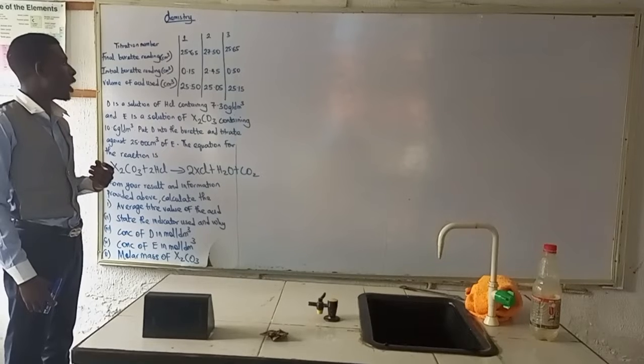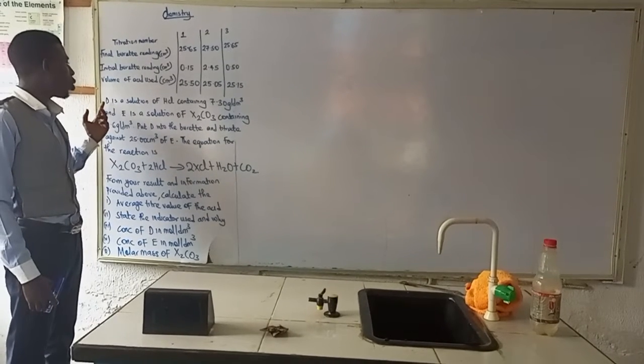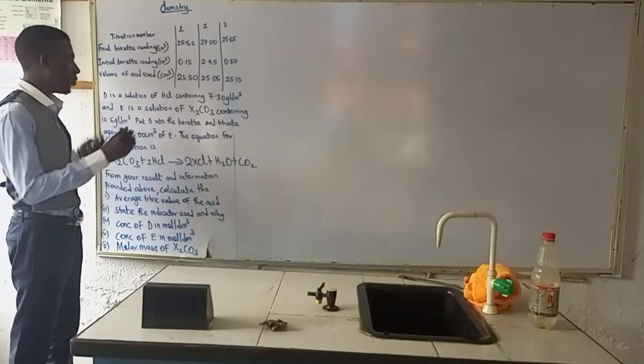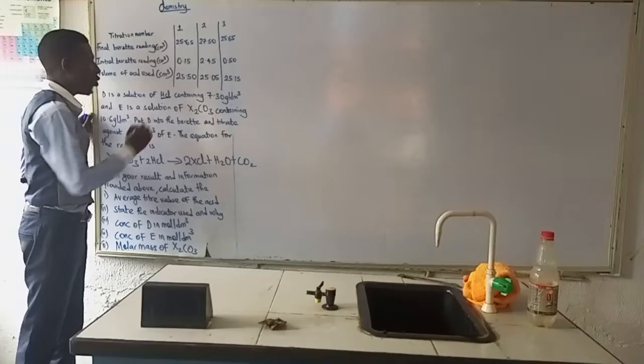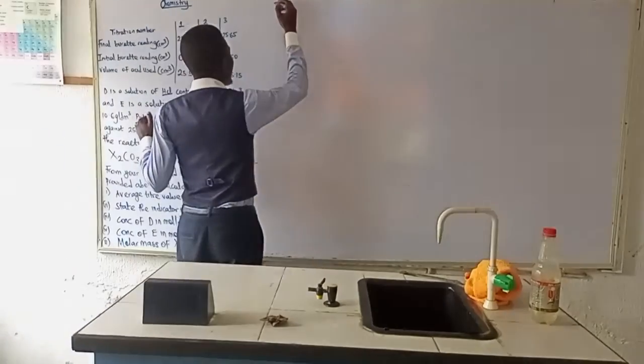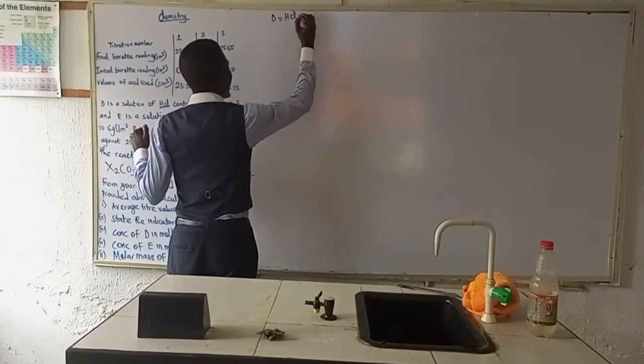Now, in this particular question, they give the information provided. They told us in this question that D is a solution of hydrogen chloride. That means our D is the what? Acid. This is a solution of what? Hydrogen chloride. D is the acid.